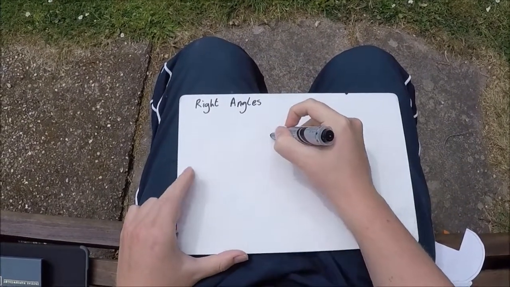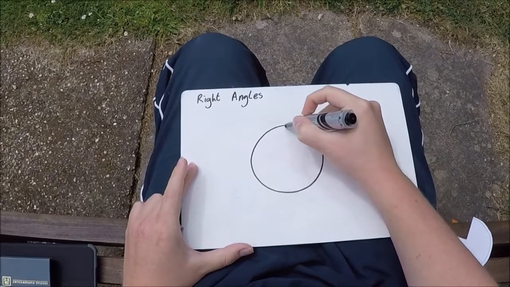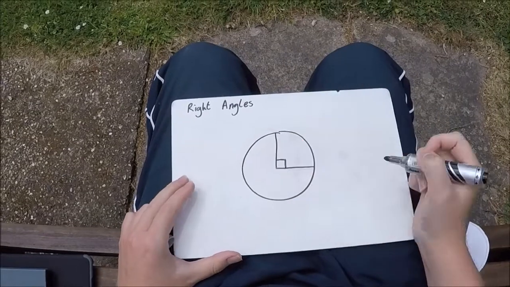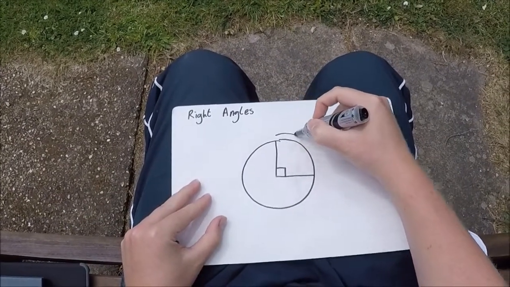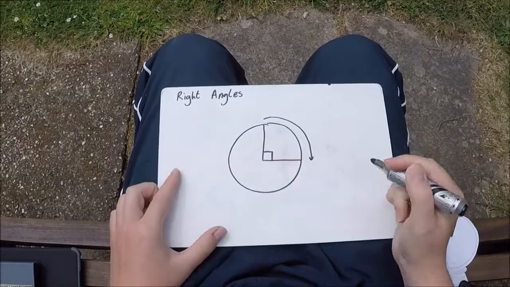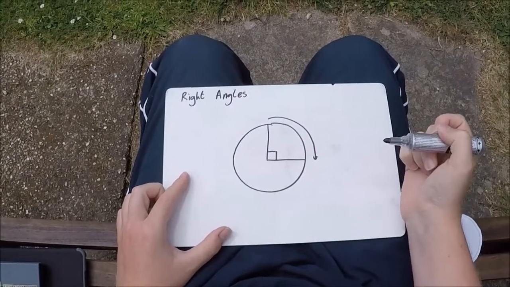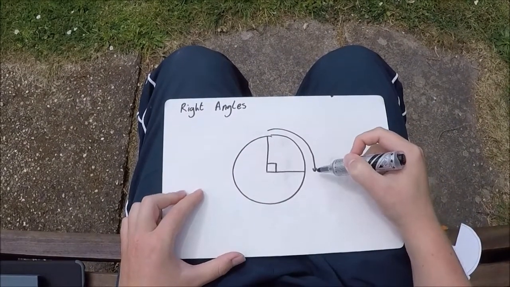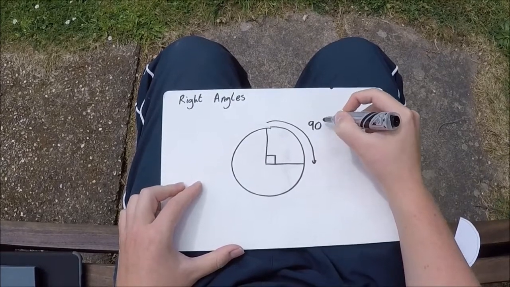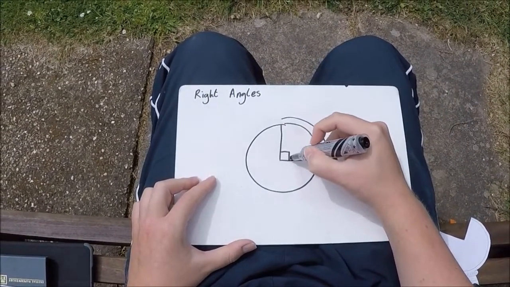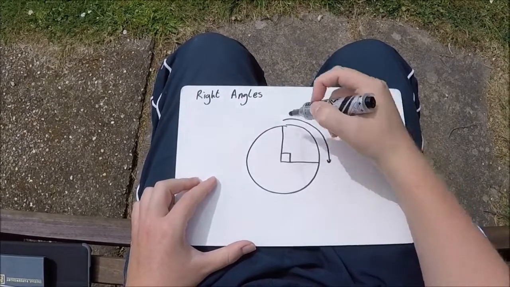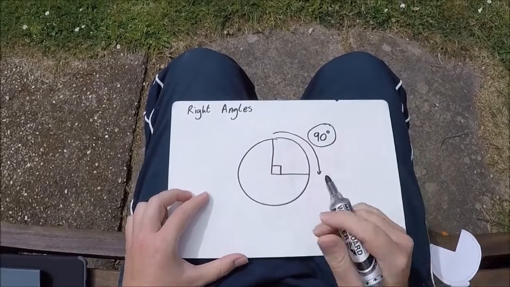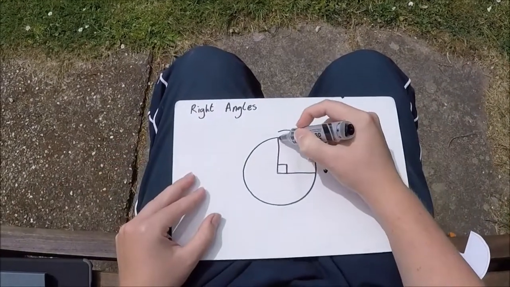Now a right angle looks like this. If we were to draw our circle, a right angle looks like that. Now how far have we gone around our circle? Have a think. Is it half, is it quarter, is it part way round? If you look, we've gone a quarter of the way round our circle, and we call that 90 degrees. Our whole circle is 360, but a quarter is 90 degrees, and this 90 degrees is what we call a right angle, and it looks like that corner.